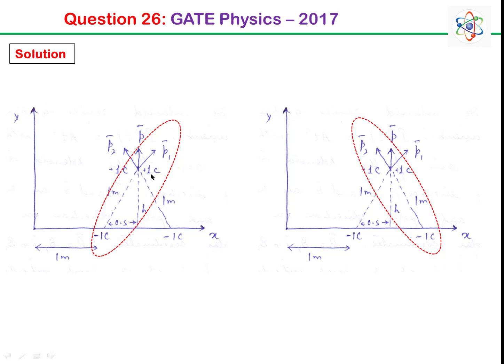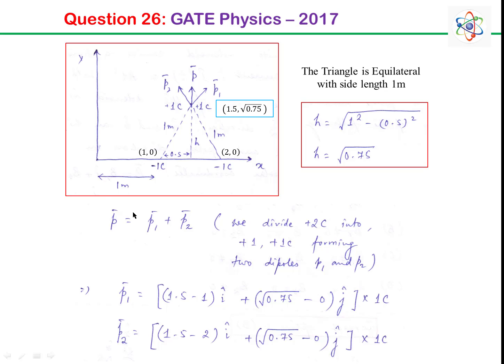So we have broken down this problem into 2 dipoles, P1 and P2, and we have to find out the resultant of these 2 dipoles, and that will be simply this P. So we have 2 vectors P1 and P2, and we have to find out the resultant of those 2 vectors, and that will simply be P. Now to find out this P, we have to find out this P1 and this P2. In order to do that, we have to find out the vertices of this triangle.